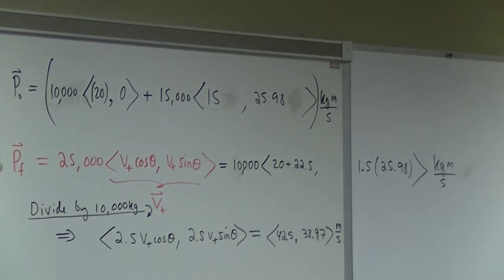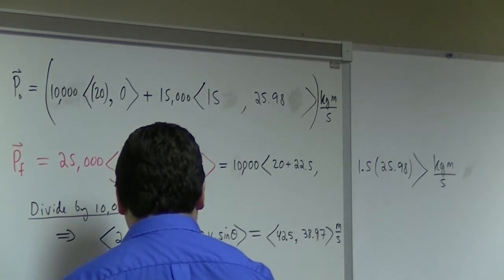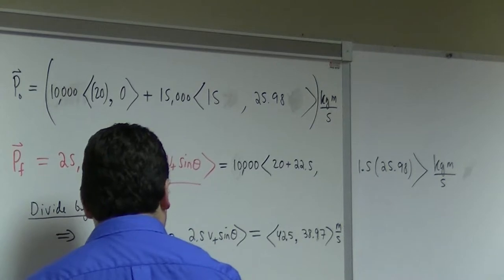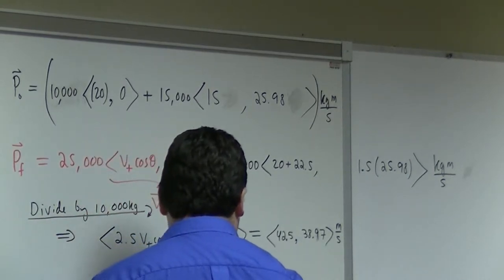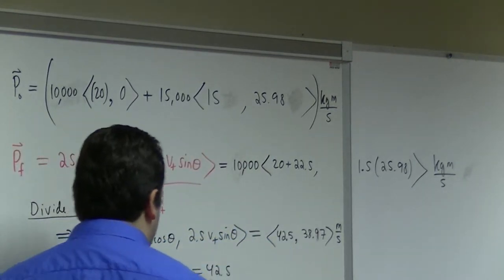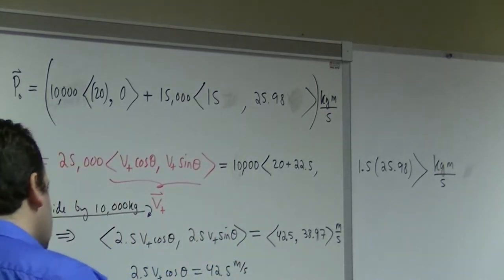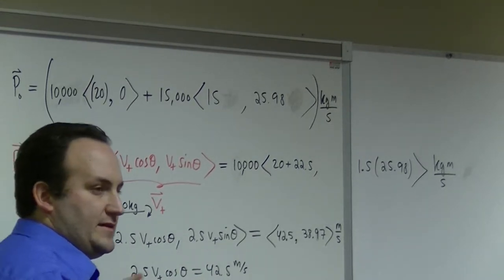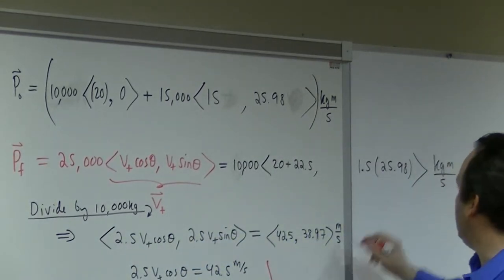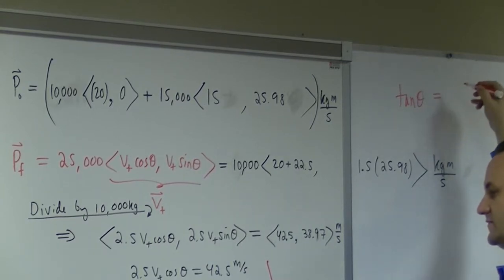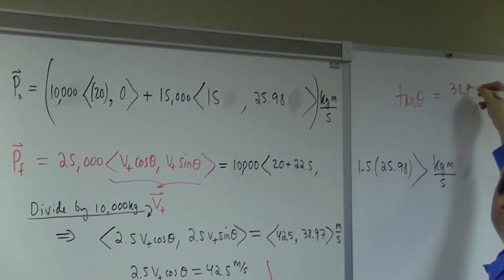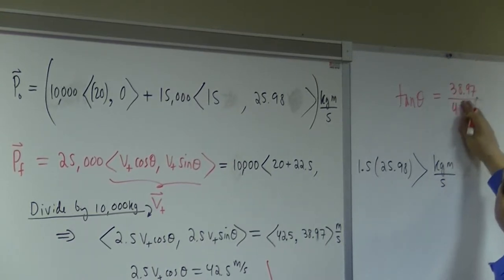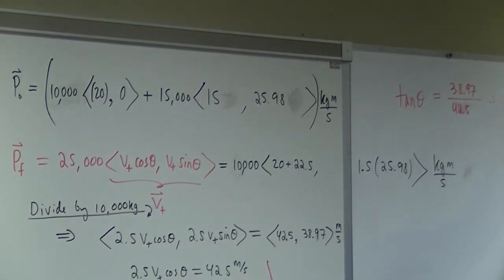Okay, and then, so you've got two equations, two unknowns, right? You've got 2.5 v plus cosine theta is equal to 42.5, and you've got 2.5 v plus sine theta is equal to 38.97 meters per second, right? How do you solve such equations? Yeah, divide equations is a good option here, right? So I would say divide the lower one by the upper one so I get a tangent theta, right? So if I divide these equations, I get tangent theta is equal to what? 38.97 divided by 42.5. So therefore theta is equal to the inverse tangent of 38.97 divided by 42.5.